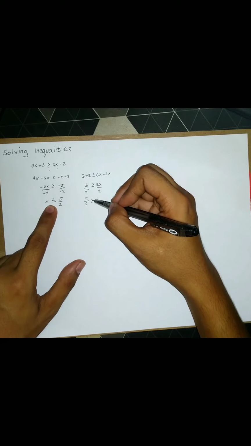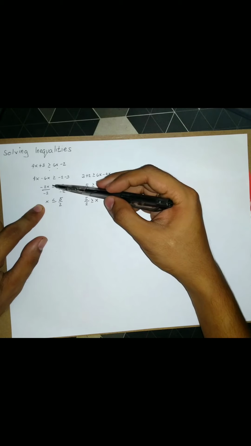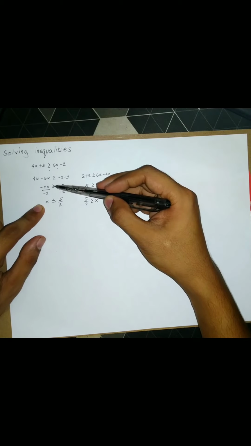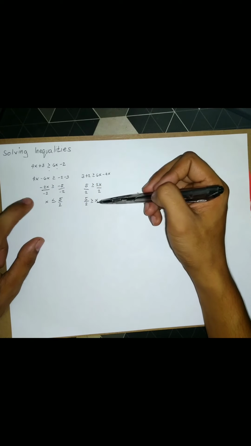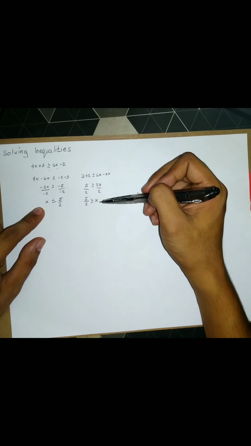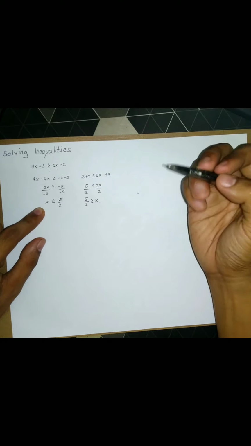Notice the direction of the point. It points towards x. That's why we have to reverse the inequality symbol whenever we divide or multiply by a negative number to maintain the truthfulness of the inequality. Alright, so that's the first thing you need to remember.